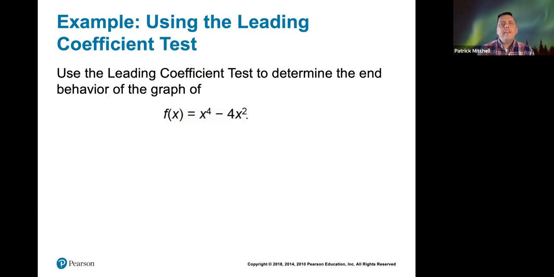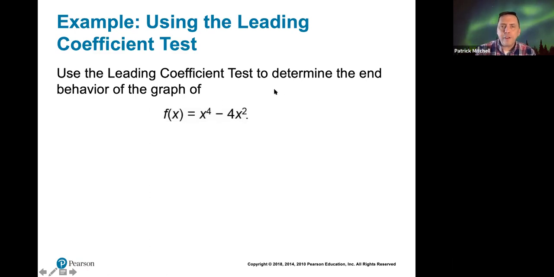All right, so we're going to use the leading coefficient test to determine the end behavior of the graph of f of x equals x to the 4th minus 4x squared. So number one, is the degree even or odd? It's even, right? This 4 right here makes it even.